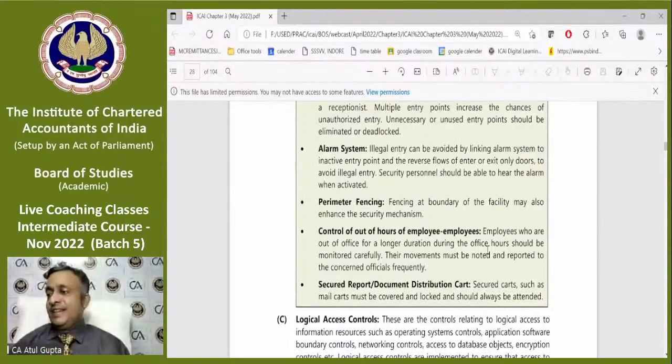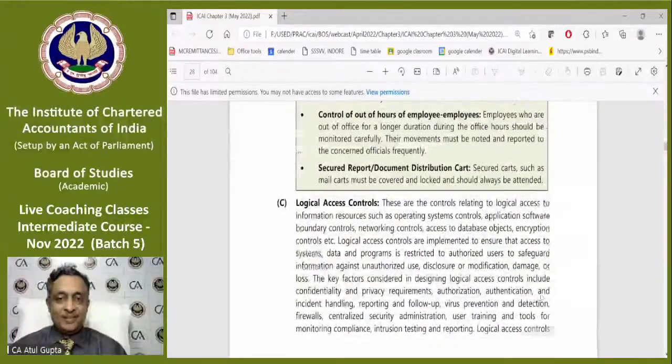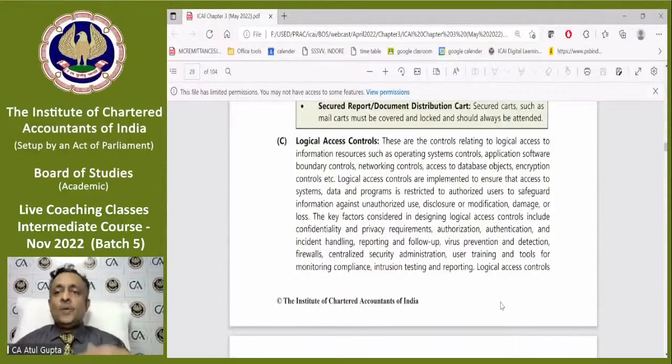So that is the first. Let us go to the next part, logical access control. I'm taking it together because the whole topic is from the module, so I'm not going back to the slide, completing it here itself. Now, next is logical access control. What are these controls about?